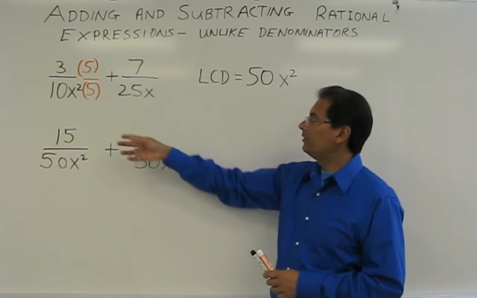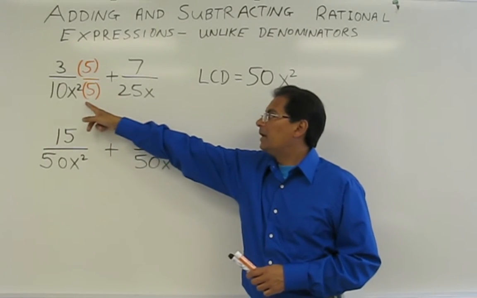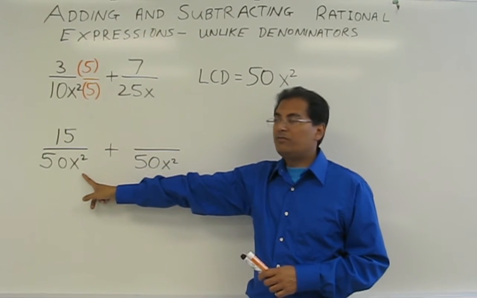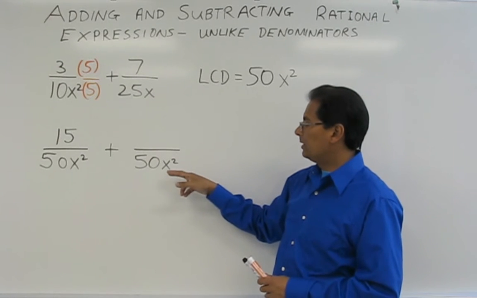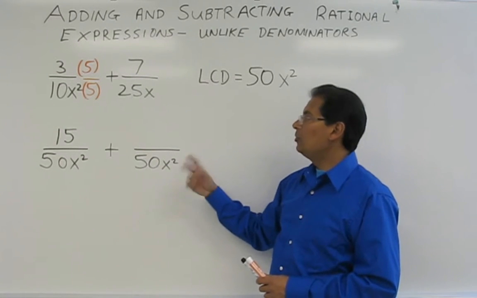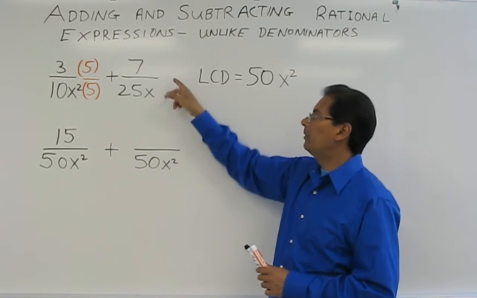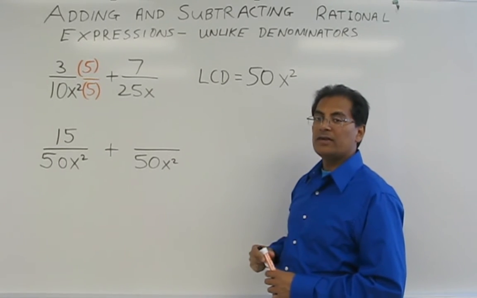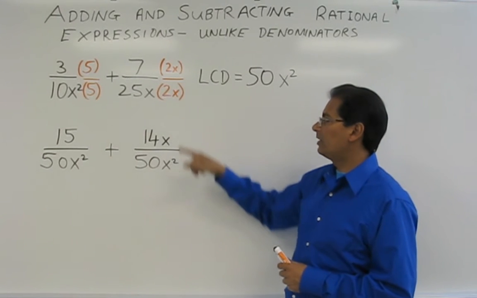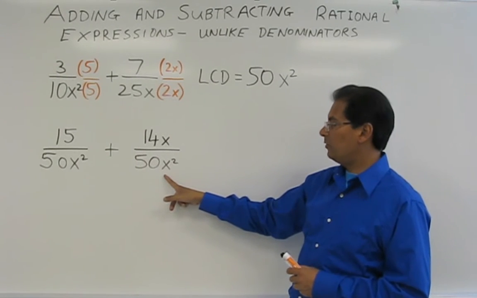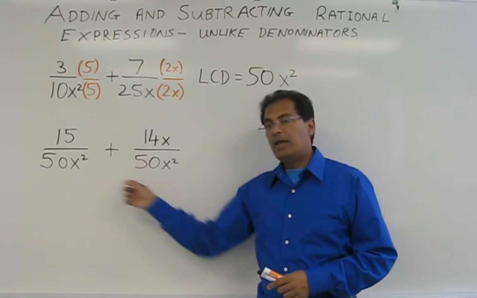And if we do that, we get 3 times 5 is 15, and 10x squared times 5 is 50x squared. Similarly, 25x will go into 50x squared 2x times. So we have to multiply both top and bottom here by 2x. So 7 times 2x is 14x, 25x times 2x is 50x squared. So now we have the same denominator.